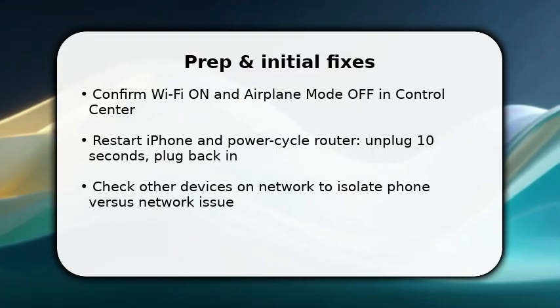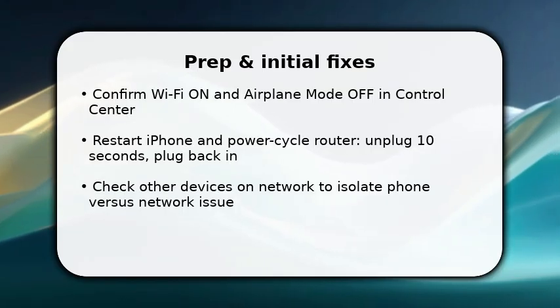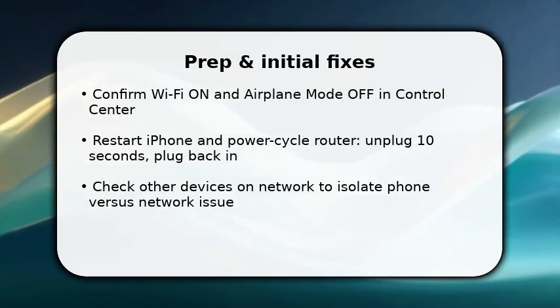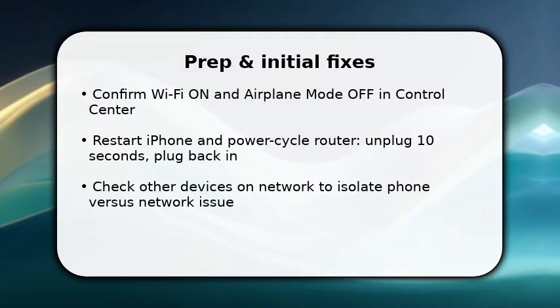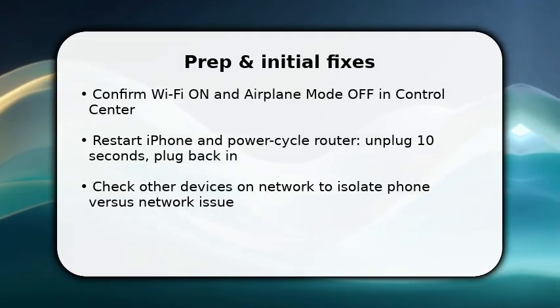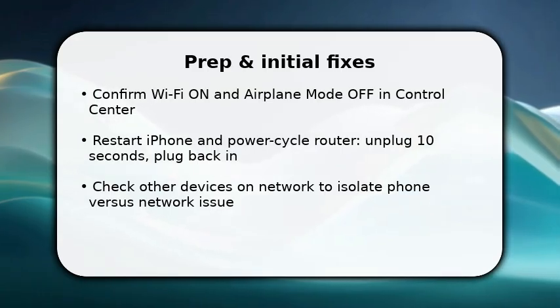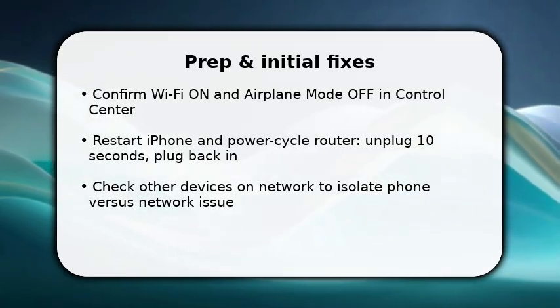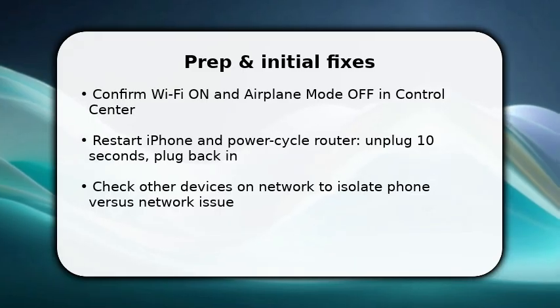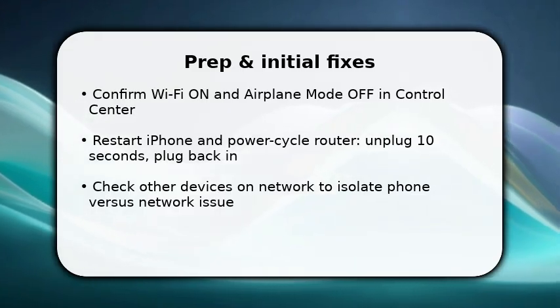You start by confirming basics, but act fast. Make sure airplane mode is off and Wi-Fi is on in Control Center. Next, restart your iPhone: hold volume and side button, slide to power off, then power it on. Simultaneously power cycle the router by unplugging for 10 seconds and plugging back in. This clears transient router issues.